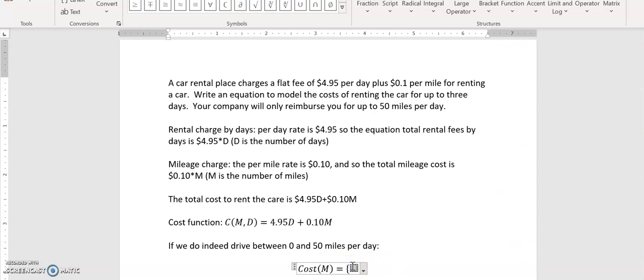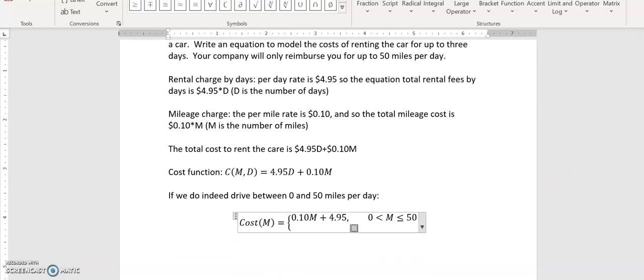Now, for the first day, day equals 1, we're going to have our mileage charge plus the single day charge. This is going to apply for 0 miles, although why would we rent a car if we're not going to take it anywhere? So slightly above 0 miles, and then all the way up to 50 miles for that first day.